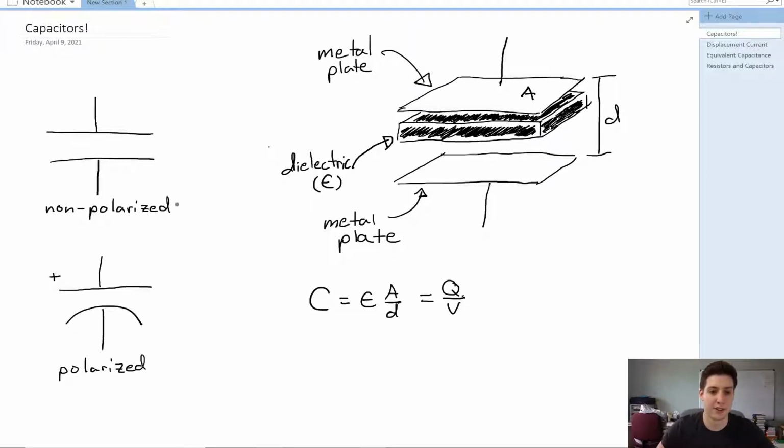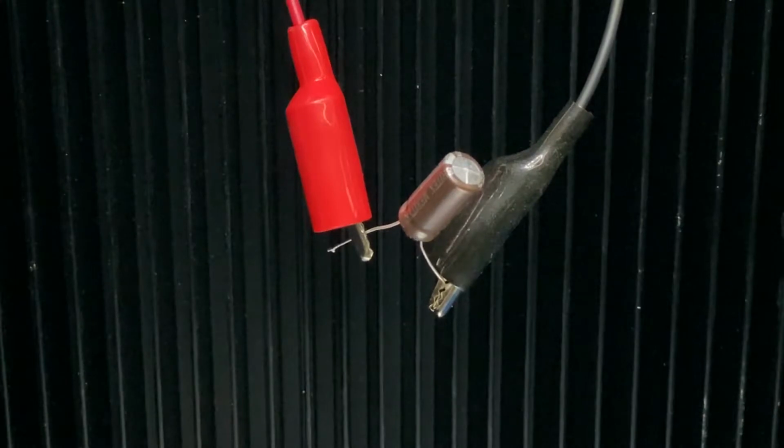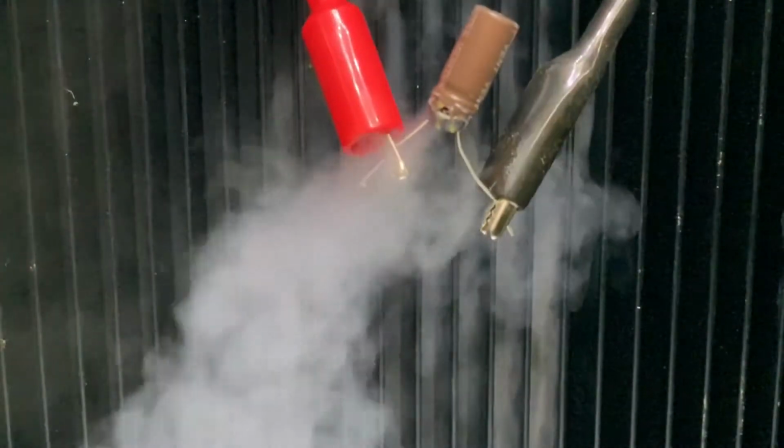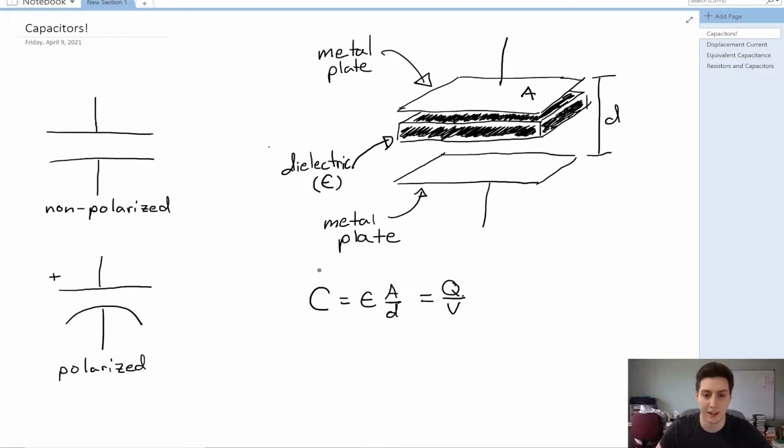Now, there's two capacitors we're concerned with, the non-polarized and the polarized capacitors. With the non-polarized, it does not matter which way you put it into your circuit, it will function the same way. With the polarized capacitor, though, if we put it in backwards, this is what happens. Now, obviously, that's not good, and we want to avoid that at all costs.